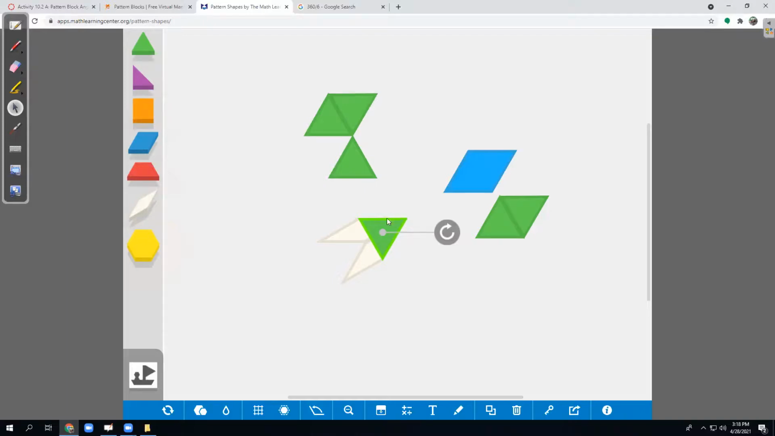Okay, so let's see, I think this triangle angle is 60. So two of these make 60. 60 divided by 2 is 30. So these acute angles here should be 30 degrees. All right, so that's 30. That looks like it's 30 also.